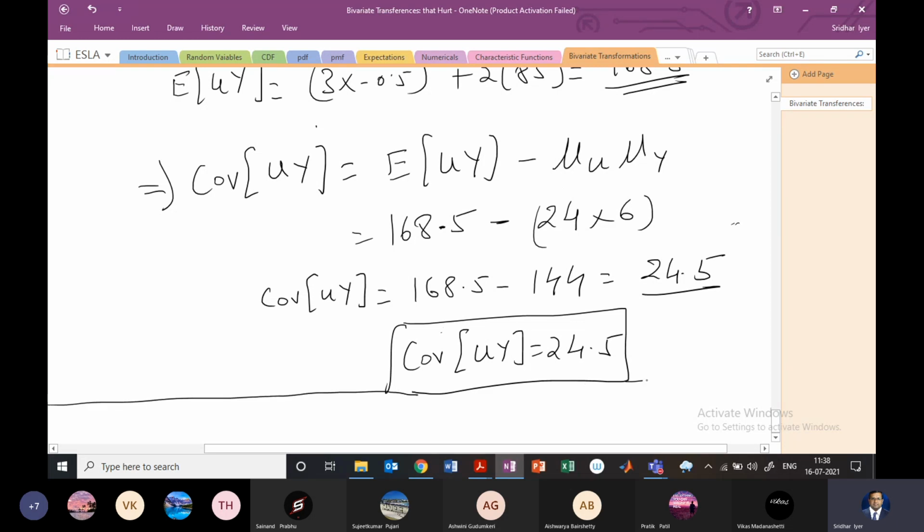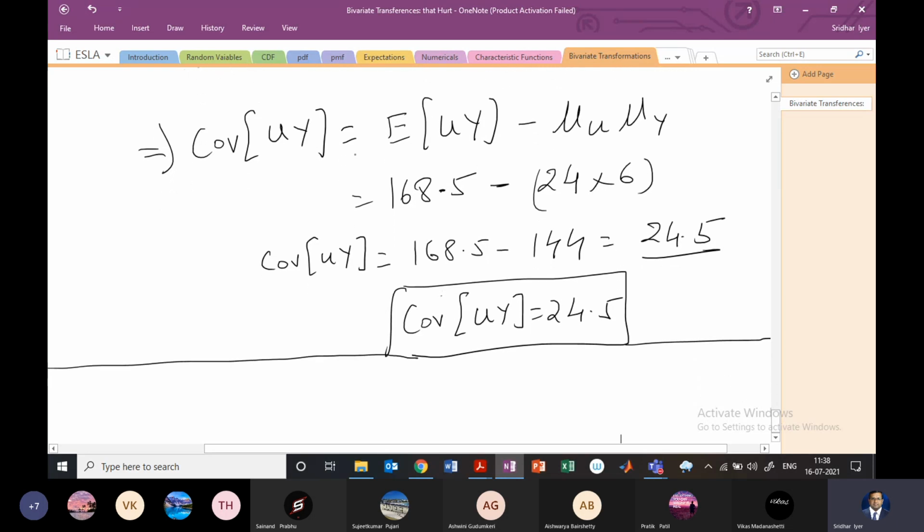Please check if you are getting that. 24? Yes, sir. Yes, 24.5. Anyone else getting that answer? Yes, sir. Okay, good. So it's a tedious process, but if you go step by step and write all the steps and not skip any step, then most likely you will be right.